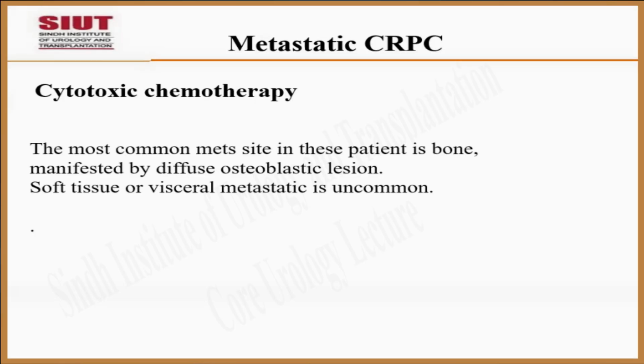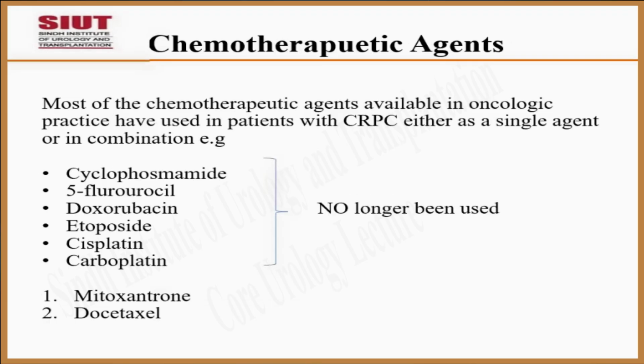Metastatic CRPC is treated by cytotoxic chemotherapy. The most common metastatic site in these patients is bone, manifested by diffuse osteoblastic lesions. Soft tissue or visceral metastasis is uncommon. Most of the chemotherapeutic agents available in oncology practice have been used in patients with CRPC, either as a single agent or in combination. The following agents are no longer being used: cyclophosphamide, 5-fluorouracil, doxorubicin, cisplatin, and carboplatin. Mitoxantrone and docetaxel are used nowadays.